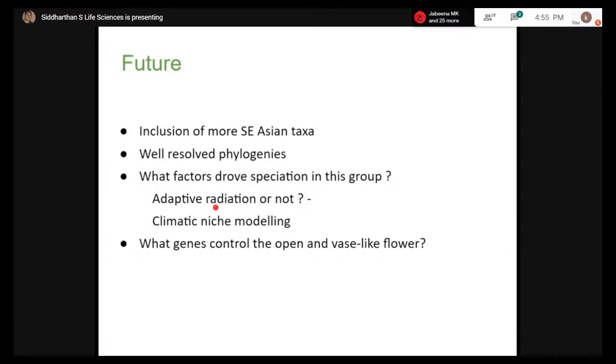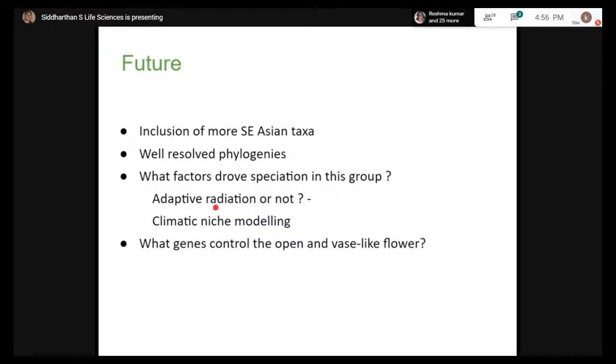Another thing is that probably there are a lot of hybridizations happening in this group, which is also driving it. There's completely no data on that. So we have to trace at the genomic level whether there is hybridization and ploidy happening in this group. Hybridization can drive speciation very fast. Two species can hybridize and after a period of time they can become a new species. Hybridization combined with polyploidy can give rise to more species. So there's a lot of things to be done.